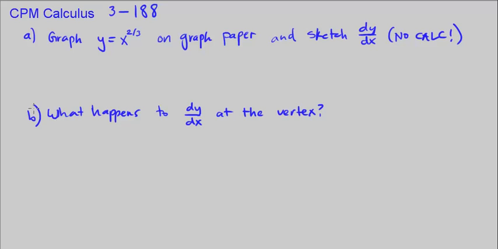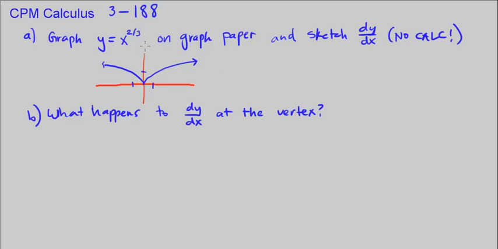This is CPM Calculus Chapter 3, number 188. So let's go ahead and graph y is equal to x to the 2/3 power. I'm not going to use graph paper, and I'm going to sketch it. Okay, so we know there's the axis. We know that it looks kind of like a bird. It hits our origin, 0, 0. It goes to the right 1 and up 1, left 1 and up 1. And this is what it looks like.